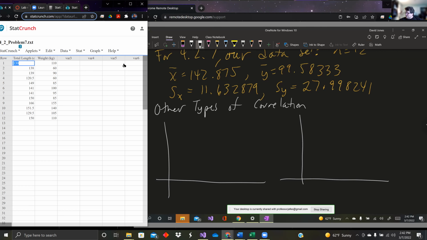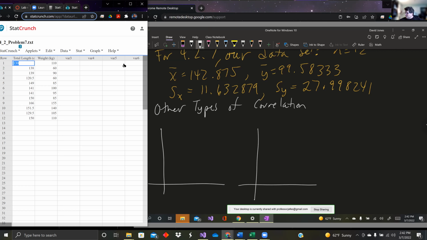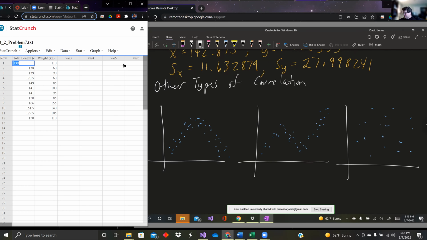Actually, let's get all three on. I want to do three. So I'll just make this a little bit narrower. So I could have dots that are going up for a while and then they start going down. Or they go up, shift downward, and then go back up again. Or this could be the other way, where they go down and then up. And our other option is they could just literally be all over the place. So these are types of nonlinear correlation.